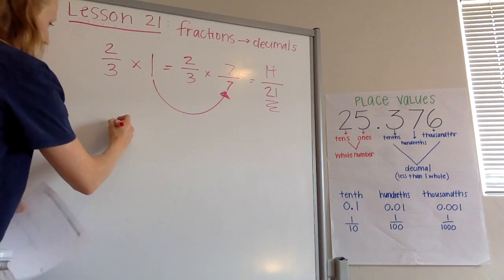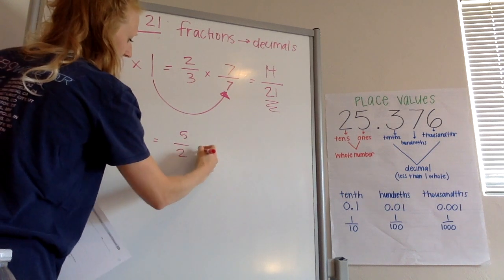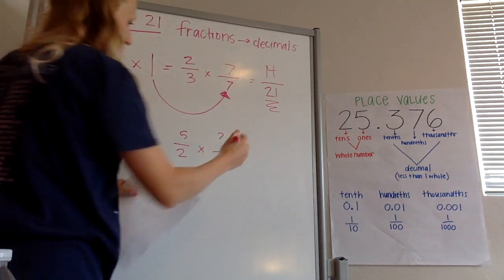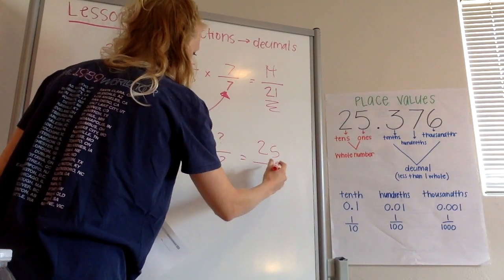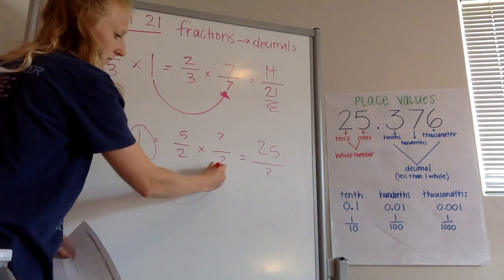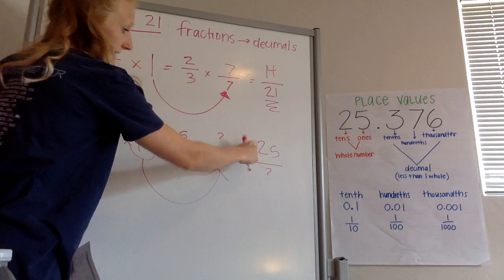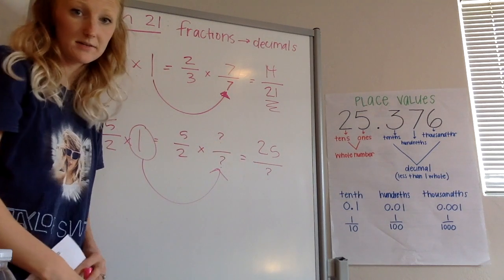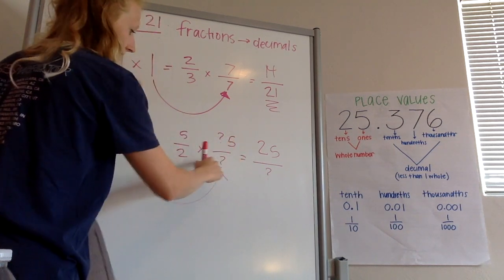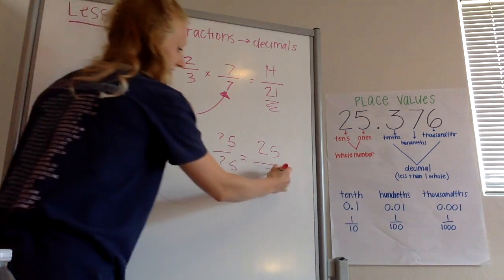So let's start with 5 halves times one whole, which is the same thing as 5 halves times some mystery fraction gives you 25 out of another mystery. Okay, so we're trying to make this fraction say one whole, so it must be the same on the top and the bottom, and we're trying to get 5 to be 25. So how do we get from 5 to 25? 5, 10, 15, 20, 25: times 5. 2 times 5, because the top and the bottom must be the same for it to be one whole. 2 times 5 is 10.